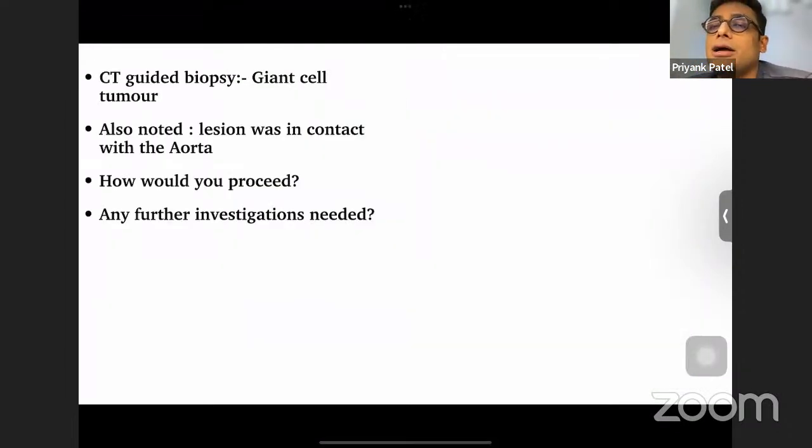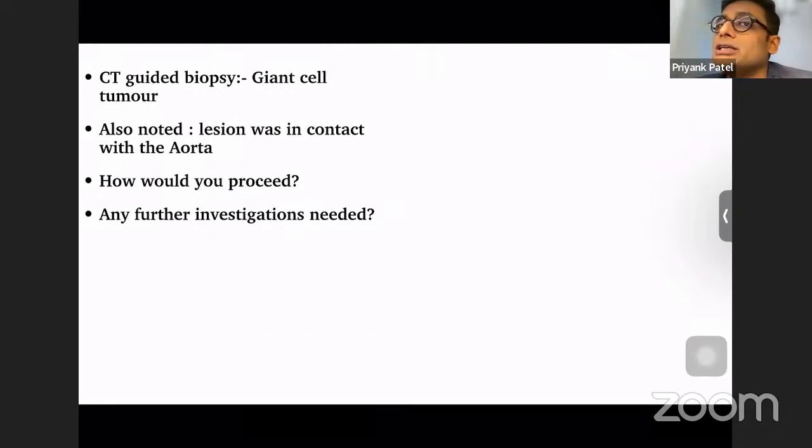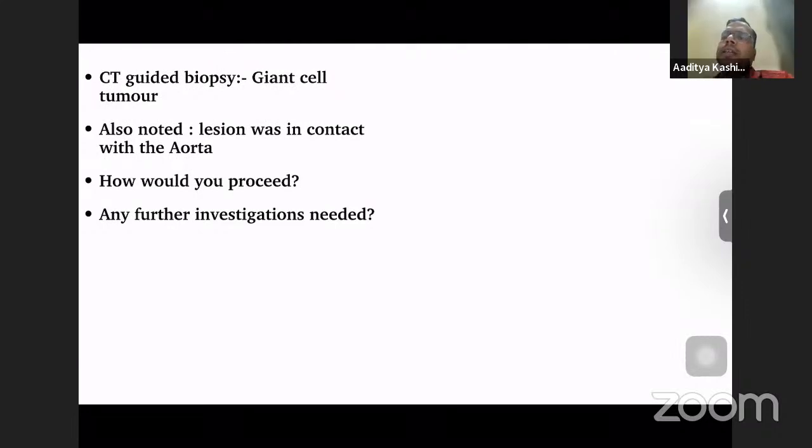And also you know that the lesion is in contact with the aorta. So technically it becomes an inoperable tumor. So that is where you are at. It is a tumor you want to remove, but it comes in that unfavorable tumor type. What would you do? Aditya, you're there. What in this case would you want to do? Or Harshal or anybody?